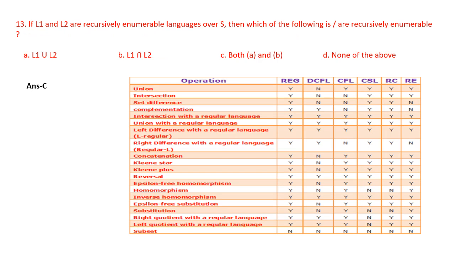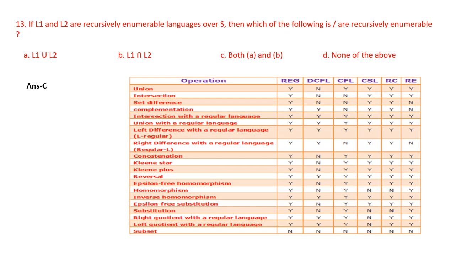The next question is from the theory of computation. We have L1 and L2, which are recursively enumerable languages, and it asks which of the following are recursively enumerable: L1 union L2, L1 intersection L2, or both. I have added a table of closure properties of languages.